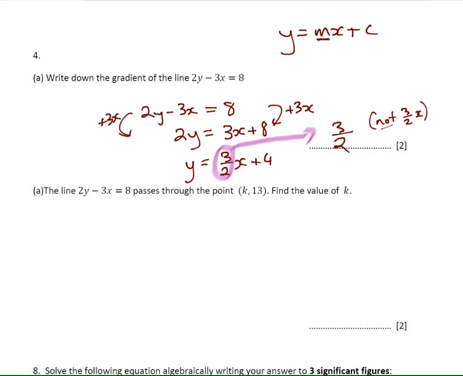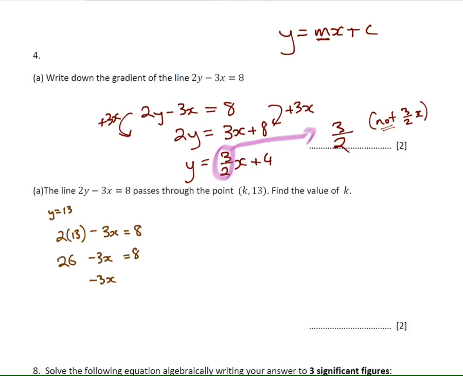Second question here. 2y minus 3x equals 8 passes through this point. So we know that y is equal to 13 at that point. That's the output. So if we put 13 into the equation, we should be able to find out what the x value is. 2 brackets 13 minus 3x is equal to 8. So 2 times 13 is 26. 26 minus 3x equals 8.